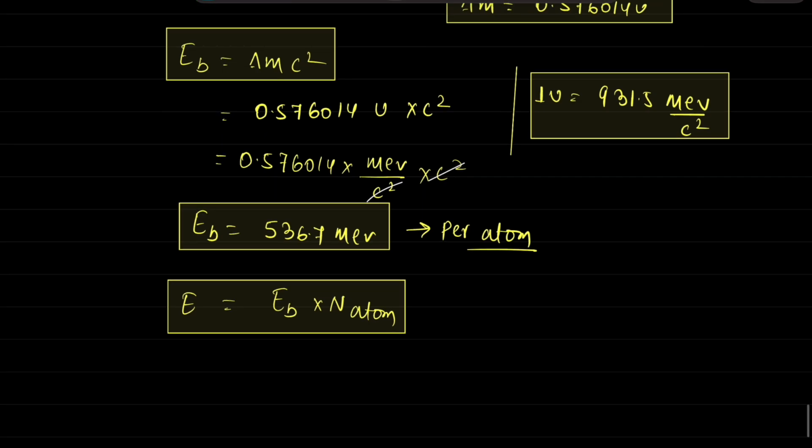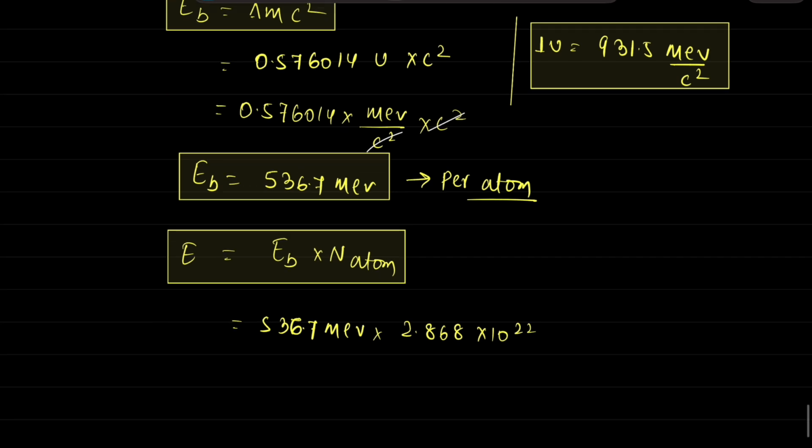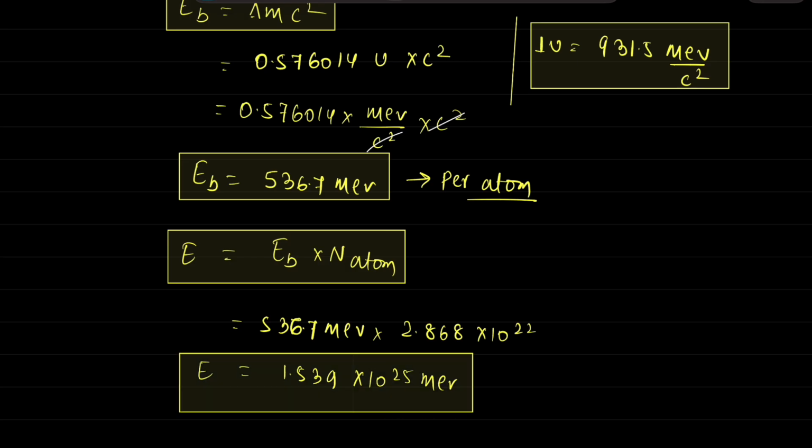So let's solve it. EB is equal to 536.7 MeV into number of atoms. Number of atoms, we got it as 2.868 into 10 to the power 22. If we multiply it, it's equal to 1.539 into 10 to the power 25 MeV. So this is our total energy required.